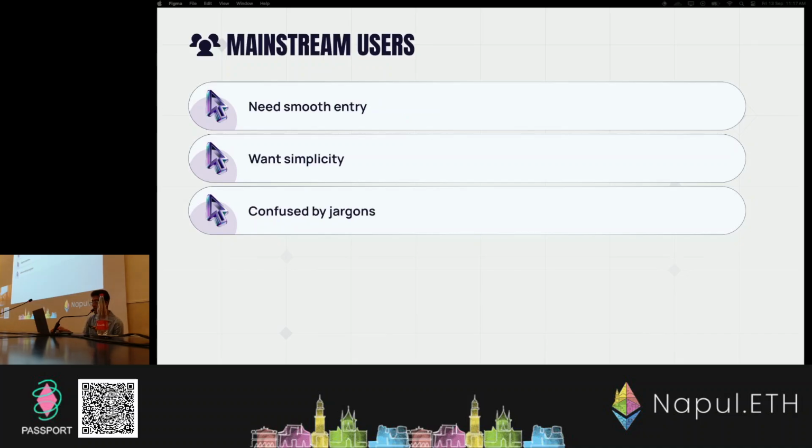And third, and the main thing, is the mainstream users. That is what we are looking to onboard. That's who everyone talks about, mainstream users, getting the next million users onboarded. And mainstream users, they need simplicity. They are often confused by all the jargon, all the technical things like private keys and gas fees and nonce and everything that's being used. And complexity can very often scare them off.